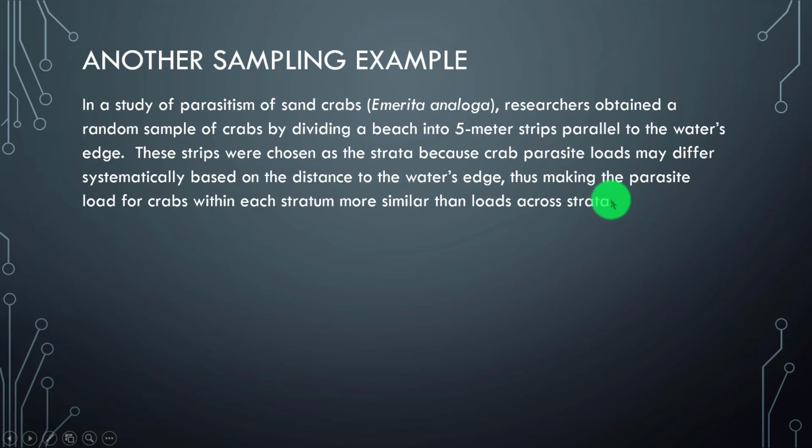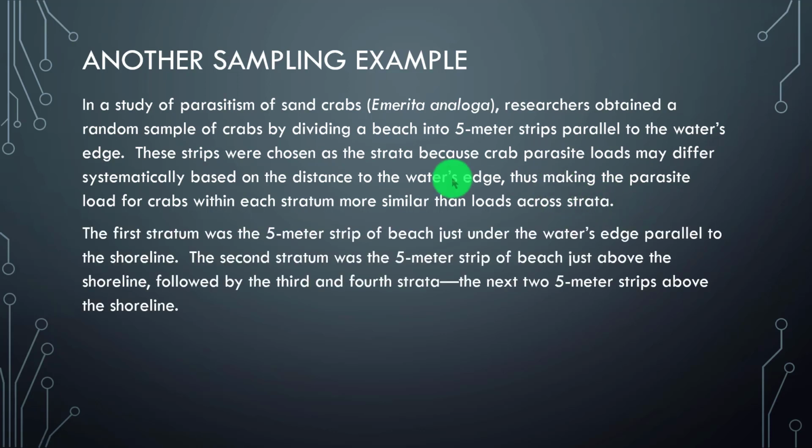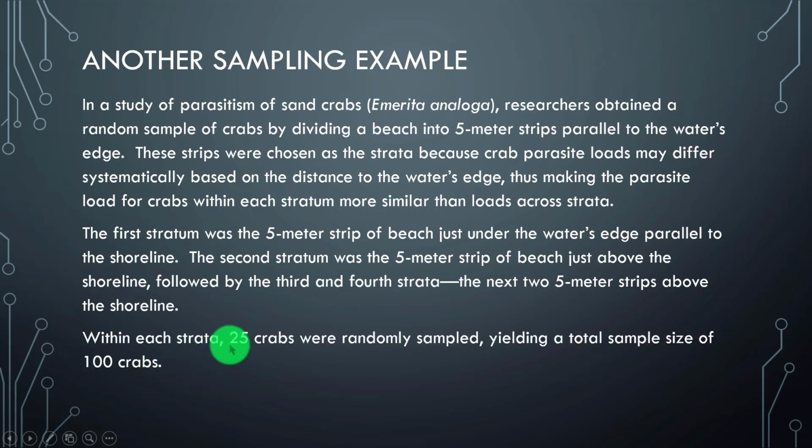Alright, so it kind of seems like there's some grouping going on here, right? The first stratum was a 5-meter strip of beach just under the water's edge, parallel to the shoreline. The second stratum was another 5-meter strip of beach just above the shoreline, followed by a third and a fourth, etc. Within each of these strata, 25 crabs were randomly sampled, yielding a total sample size of 100 crabs.